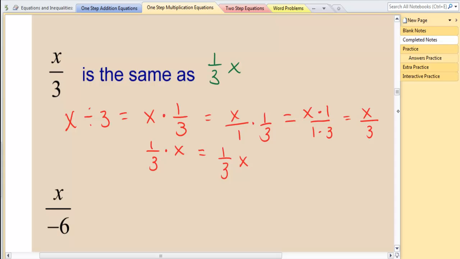X divided by -6. Do you have an idea what this might be the same as when you write it using multiplication? Again, I visualize that there's a 1 times x in the numerator. So I have the fraction -1/6. Remember, the negative can be in the numerator or the denominator of a fraction, and it will give you the same value. So I visualize this as -1/6 times x, or -1/6x.